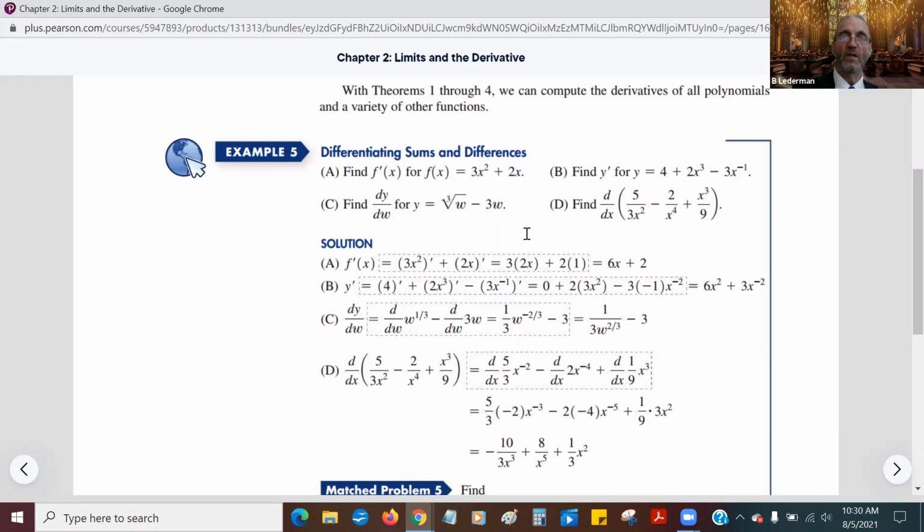And they all go the same way. You just do each one individually the way we were trained to do each one individually. Okay. Let's move on.